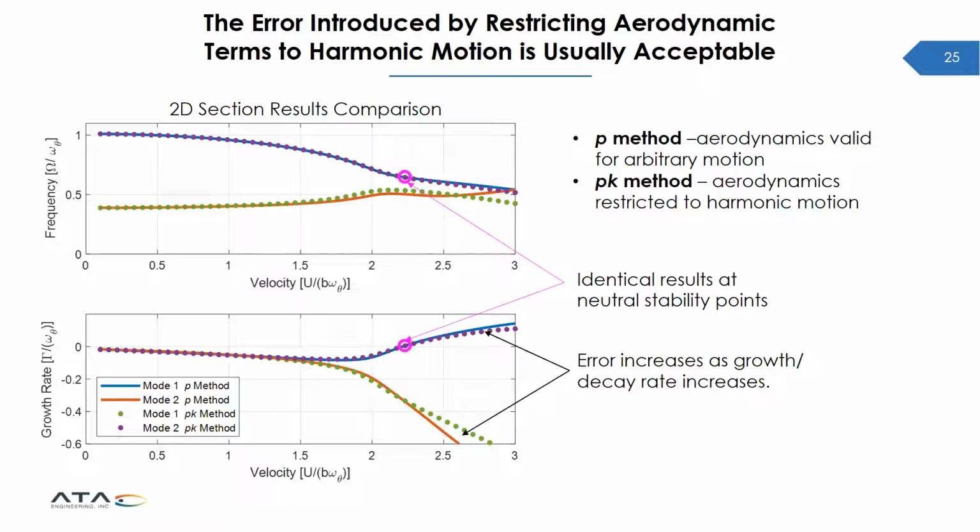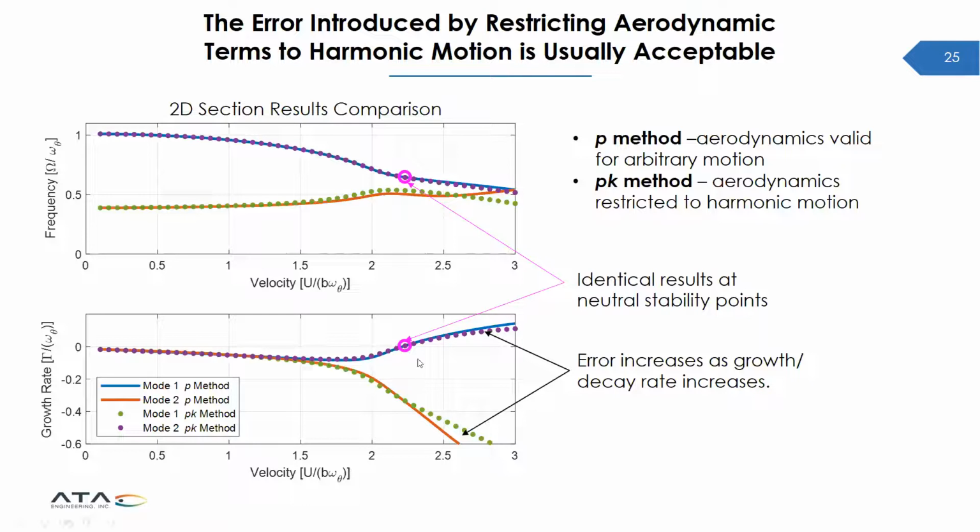And what we find is, as we should expect, the results are identical at the neutral stability points. But as we get away from those, we get an increase in the error introduced by how we're approaching this. But I would argue that the error is actually small and the results are useful at all of these points. And then particularly, the area that we're most interested in is near the boundary to the instability. And we get very good results there.